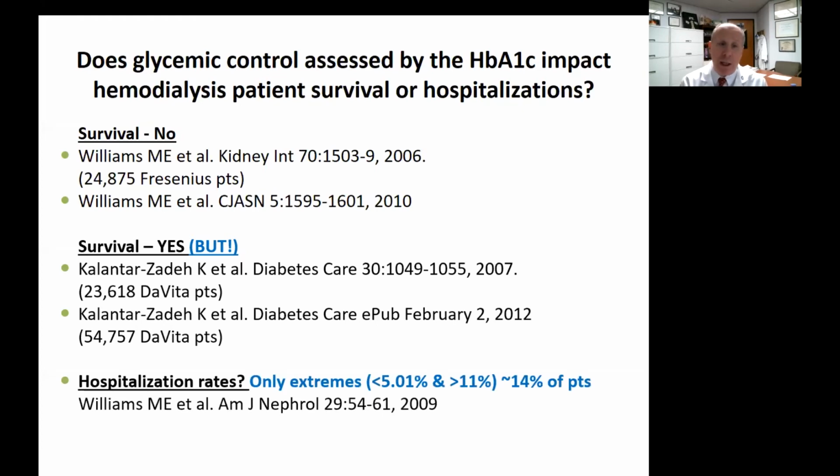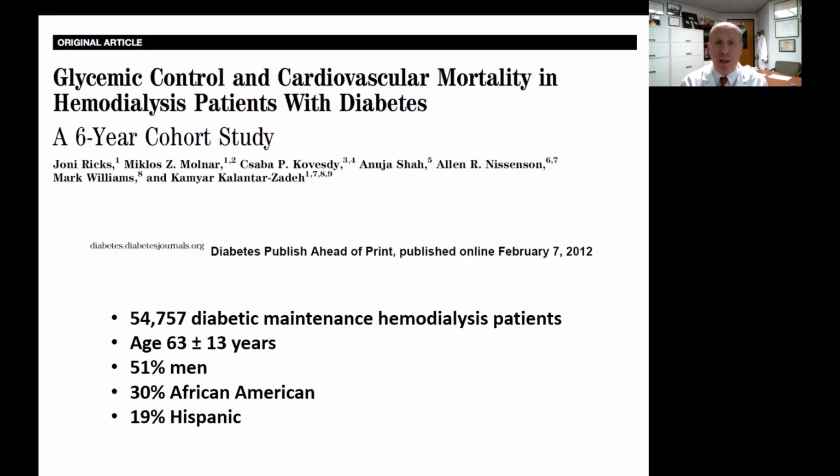And then finally, Mark Williams looked at hospitalization rates in those 25,000 patients, and he found that only A1Cs less than 5% or greater than 11% were associated with hospitalizations, the extremes. And that extreme was only 14% of patients. So in 86% of patients, he felt the A1C did not predict hospitalization.